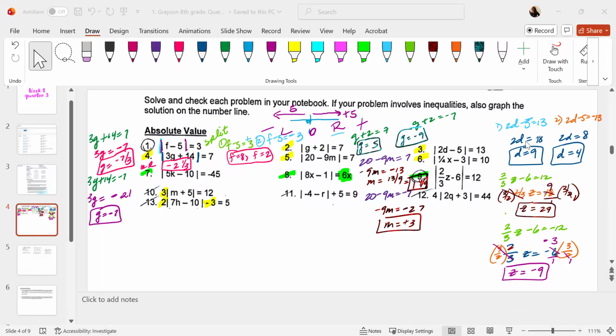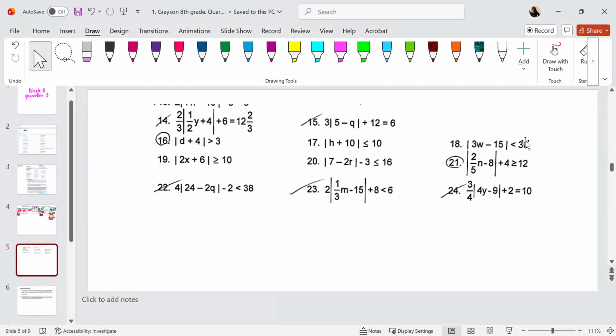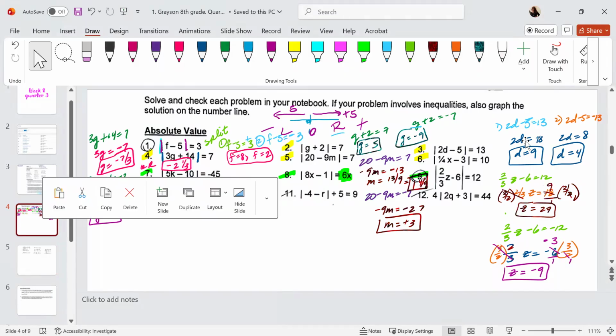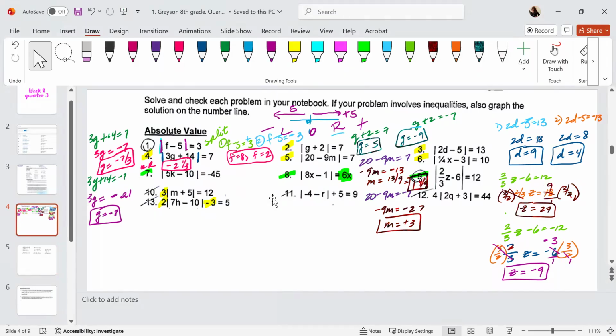Okay, so we're going to go on to number 7. With number 7, your first one is 5k minus 10 equals negative 45, correct? Your second one is 5k minus 10 equals positive 45. Do you see that? Hold on, I want to check one thing. Go ahead and try to solve it.